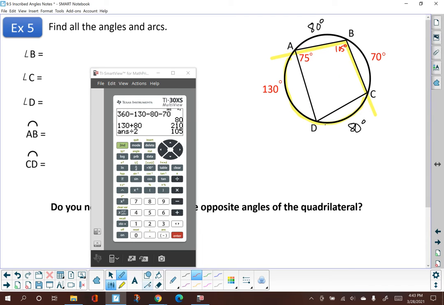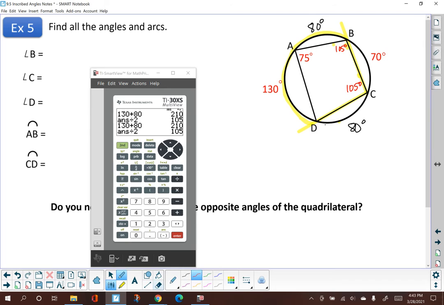And I'll just repeat that process with angle C. Angle C right here intercepts the arc from B through A all the way over to D. So that again is a 130 plus an 80, so that's a 210. And angle C, that inscribed angle, will be half of that. So angle C is 105 as well.